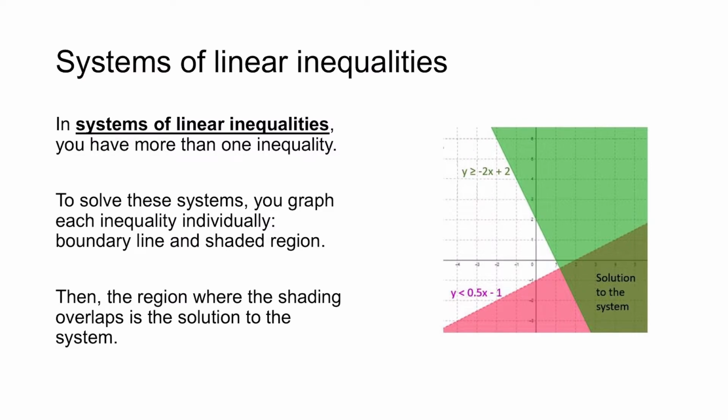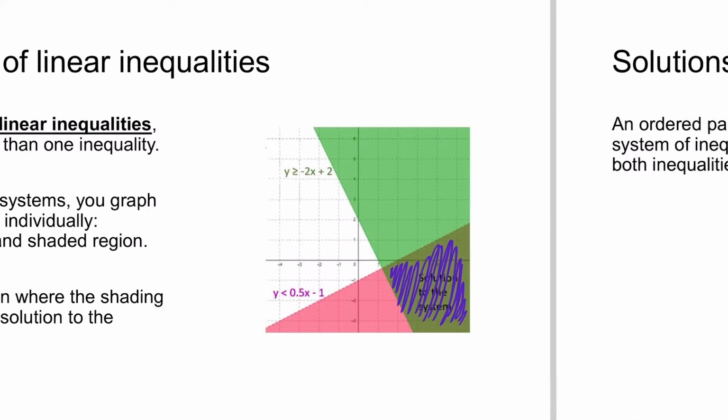So in a system of linear inequalities, you have more than one inequality. To solve these systems, you're going to graph each inequality individually using the boundary line and the shaded region. Then you're going to find the region where the shading overlaps, and that is the solution to the system. So in this example, you can see here where the red shading and green shading overlaps is where we find the solutions to the system.